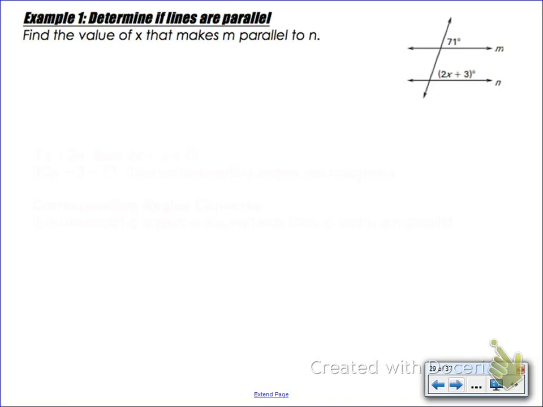So in order for these two lines to be parallel, the corresponding angles need to be congruent. So the two angles that I have, 71 degrees for the upper right-hand angle, and then 2x plus 3 for the second one, we want to know how can I get 2x plus 3 to equal 71? So that's how we're going to set this up. We're going to say 2x plus 3 equals 71. What value of x is going to give me 71 for the measure of the second angle?